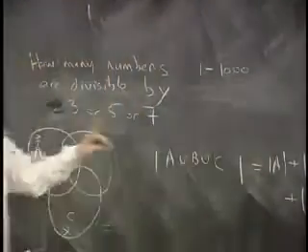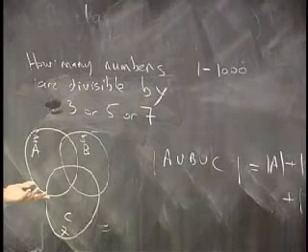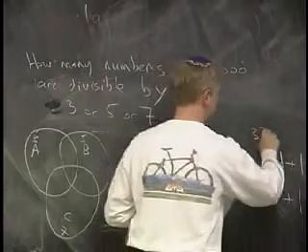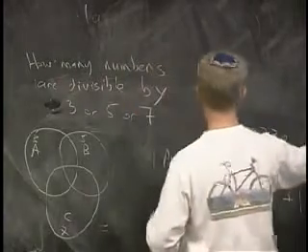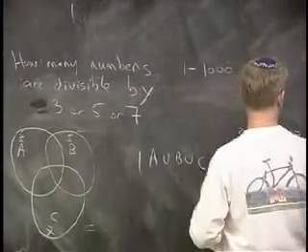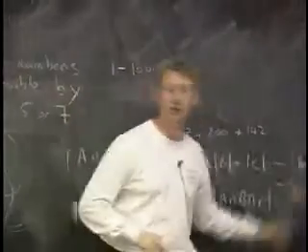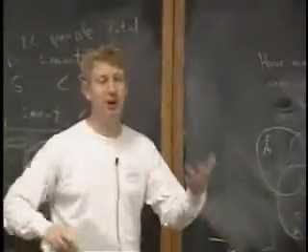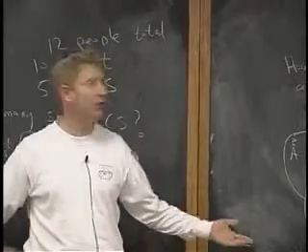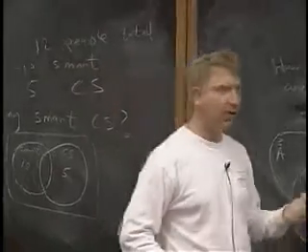How many numbers are divisible by 3 between 1 and 1,000? You just divide 1,000 by 3. That's a division problem. So 333. Numbers divisible by 5, 200. Numbers divisible by 7, that part's easy. Now, how many numbers are divisible by both A and B? That means both 3 and 5. If you're divisible by 3 and you're divisible by 5, then you're divisible by 15, if and only if. So all you've got to do is divide by 15. Ands are easier to count than ors, almost always.